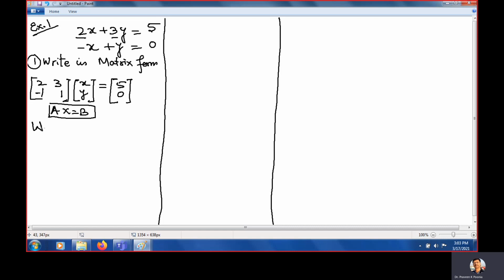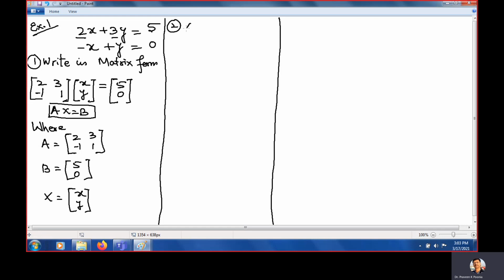Where A equals 2, 3, minus 1, 1. B equals 5, 0. And X equals X, Y. This is the complete matrix form of the given set of linear equations.